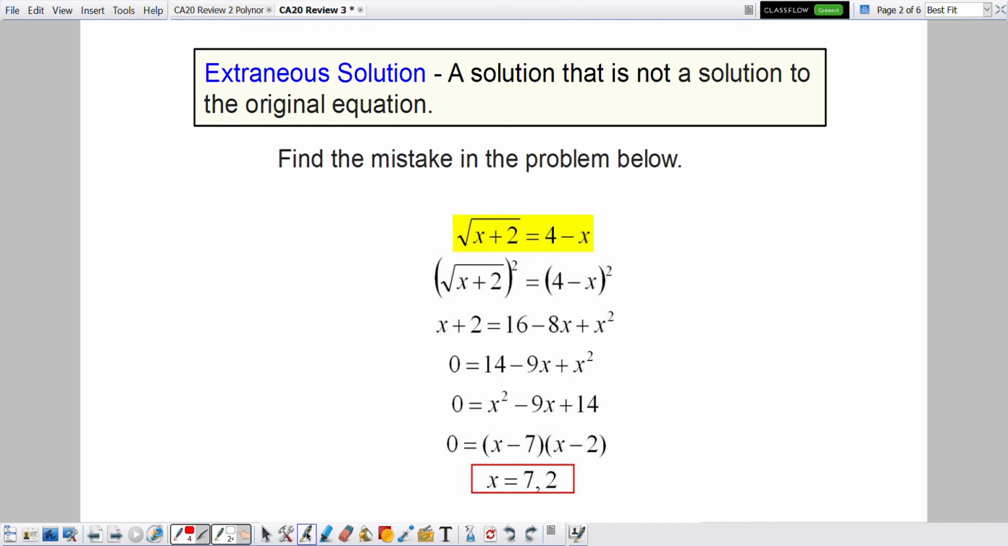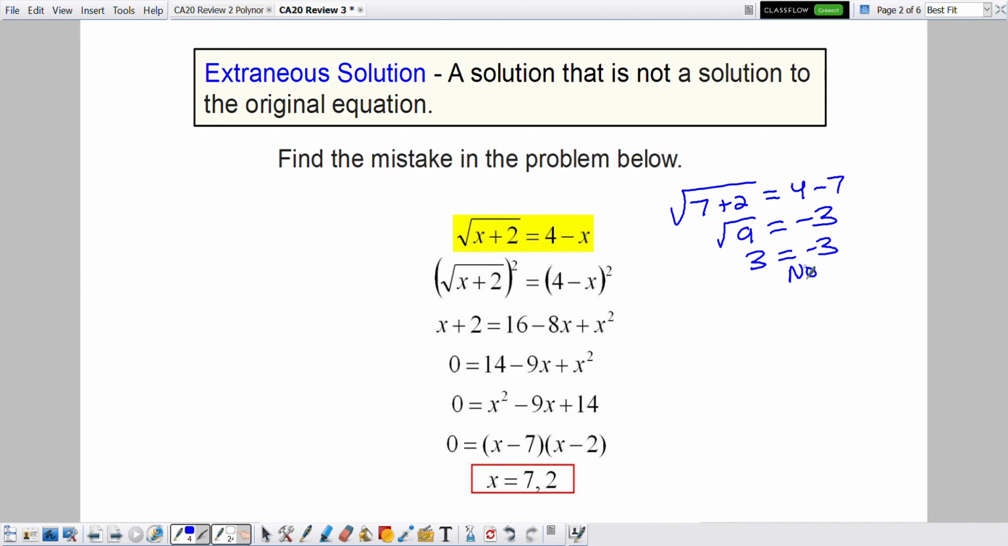Well, I kind of hinted to it at the very top. What's an extraneous solution? It's a solution that's not actually a solution to the original equation. So we're going to try x equals 7. Does it actually work if I plug in x equals 7? So if I do the square root of 7 plus 2 equals 4 minus 7, again, I'm just plugging in x equals 7. Does it work? Square root of 9 equals negative 3. Does 3 equal negative 3? No. 7 doesn't look like it works.